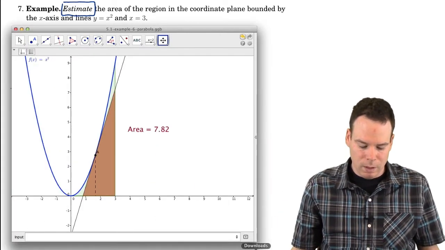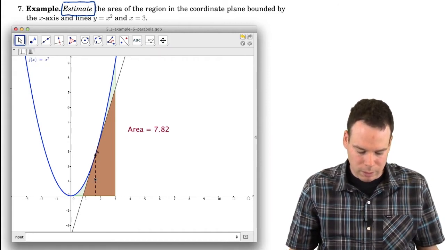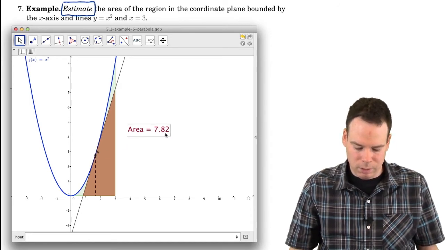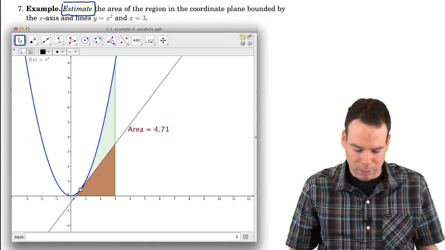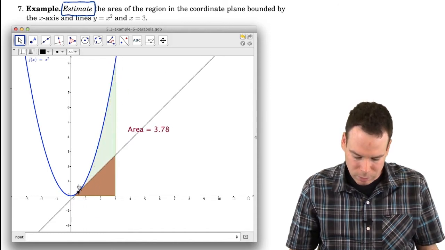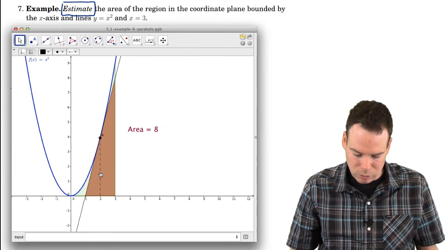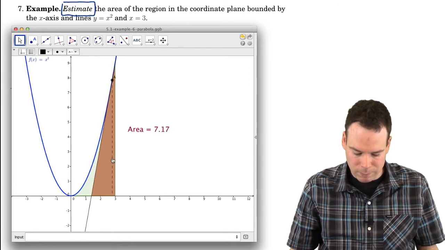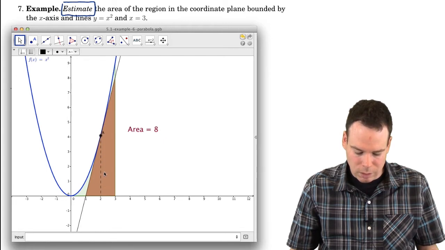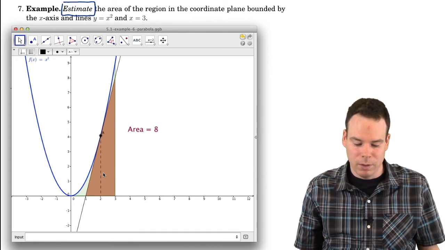Here's our point that I've constructed the tangent line at, and then I can work out the area of that triangle, and here I've got it worked out at 7.82, and I can move that point, and I get all these different triangles and all these different areas. And if we watch the numbers, I'm starting at a low number, it's increasing, it gets up to 8, and then it starts dropping off again. So somewhere around 2, the area of that triangle has a maximum value of 8.